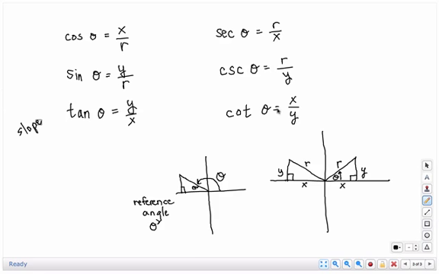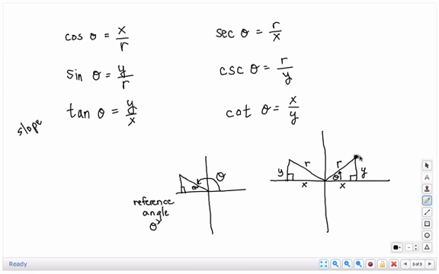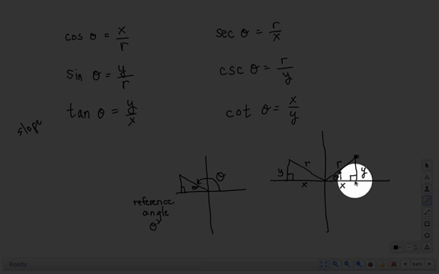So basically, in problem type 1, they're going to give you a point. And if you draw a line to that point, that's called the terminal side of your angle. So here's an example of an angle theta, and here's the terminal side, and then you draw what we call a reference triangle that goes down to, or up if it's in quadrant 3 or 4, to the x-axis.